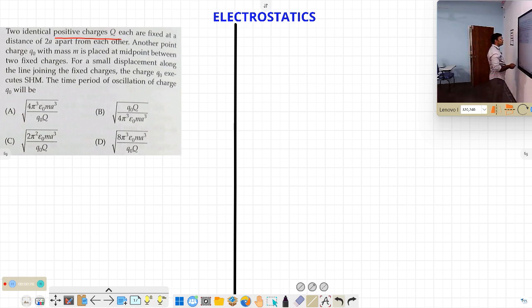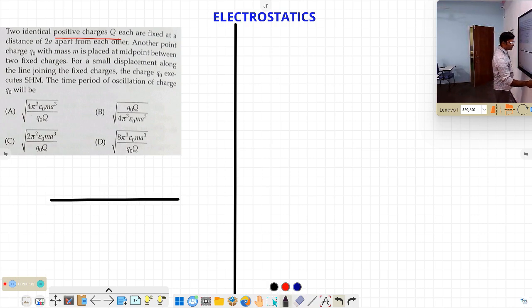I'm taking a line here to explain this. On this line we have taken two charges, one is capital Q, the second one also capital Q, fixed at a distance of 2a. The separation between these two charges is 2a. This is given in the question.